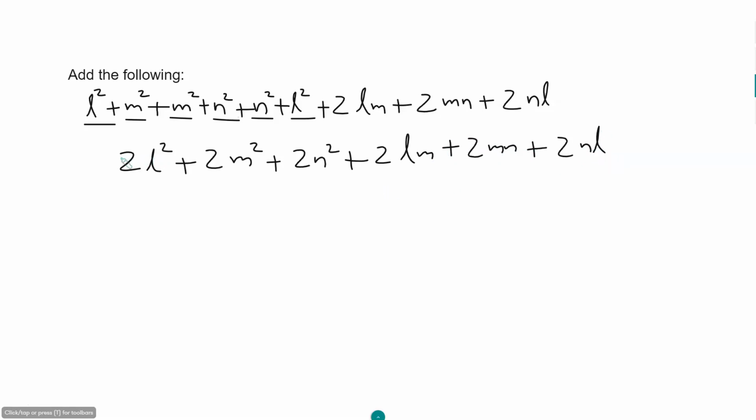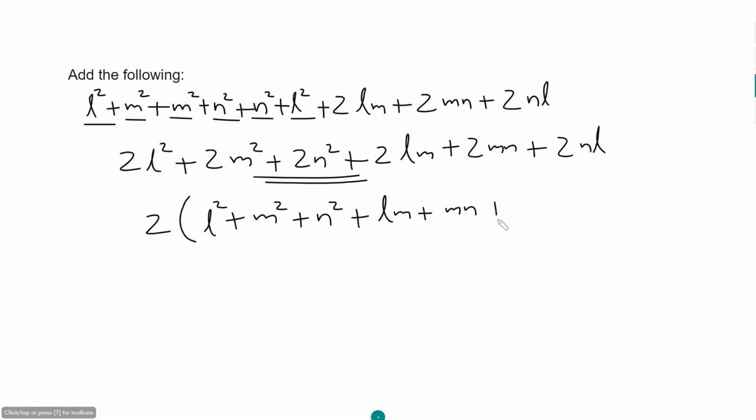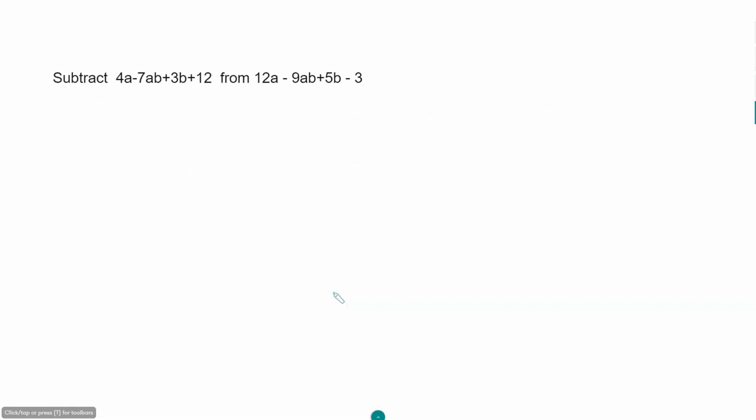Since you have a common factor of 2 in each of these terms, you can even take that 2 outside. You can write it this way, but you might as well stop at the previous step. So that's 2 into L square plus M square plus N square plus LM plus MN plus NL. So that is addition of algebraic expressions. Let's do a couple of examples for subtraction of algebraic expressions.